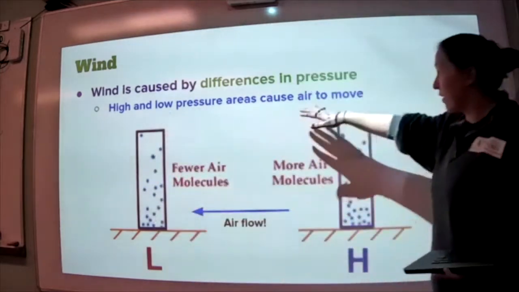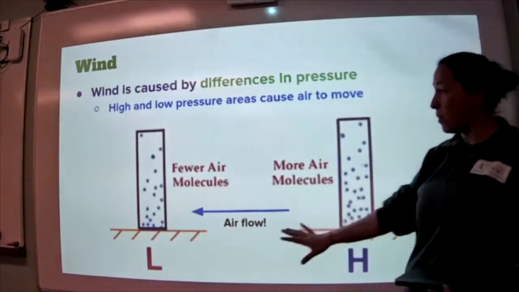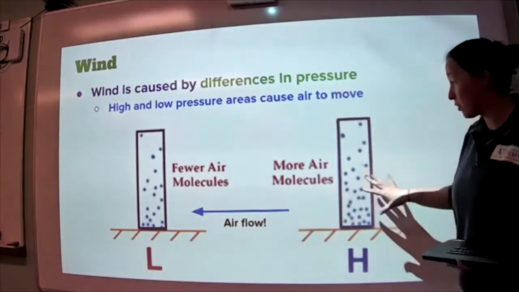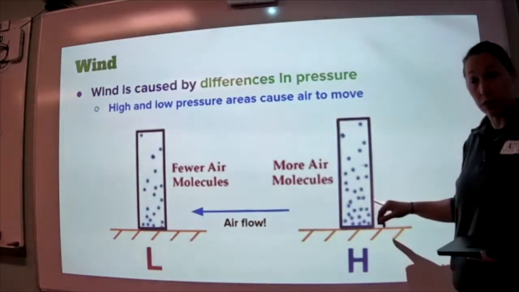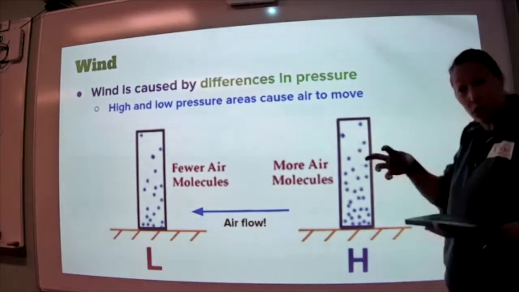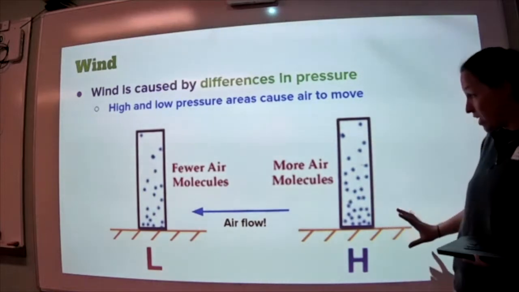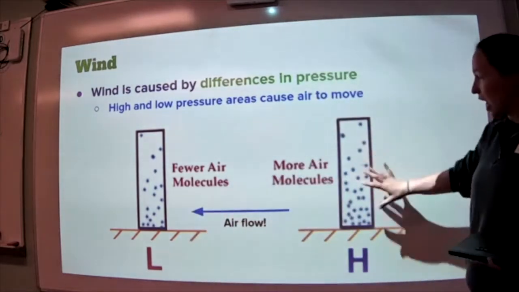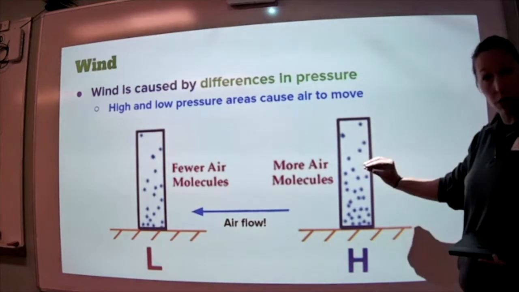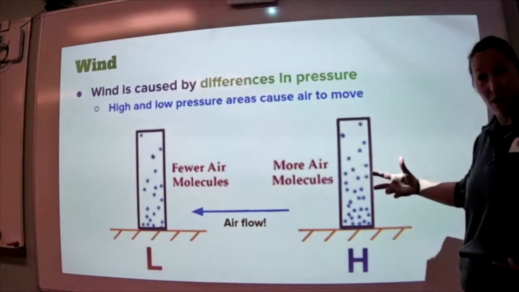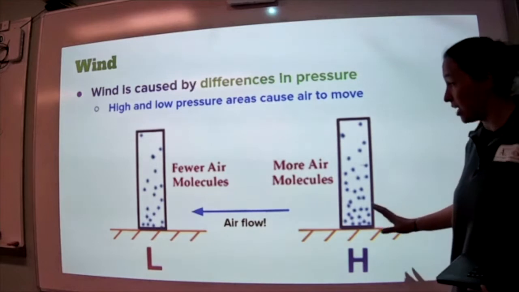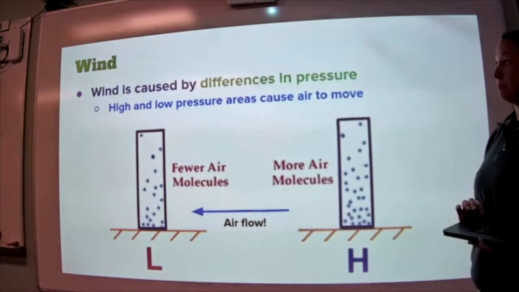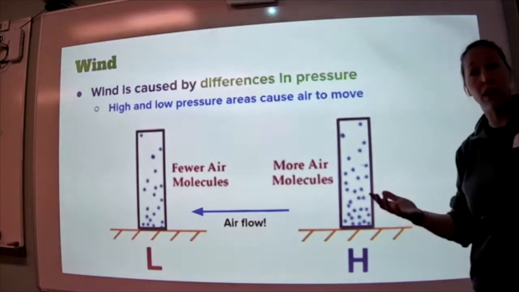High and low pressure areas cause air to move. If we have an area with very few air molecules and another spot where we have a lot of air molecules, that's our high pressure. When those particles are closer together, the wind is going to move from high to low because it's going to try to balance it out. So a lot of air molecules, when they're stuck closer together, we have a higher density of air, aka higher pressure. It's going to push it towards that low pressure area. And that's what wind is. Differences in pressure trying to equalize out.